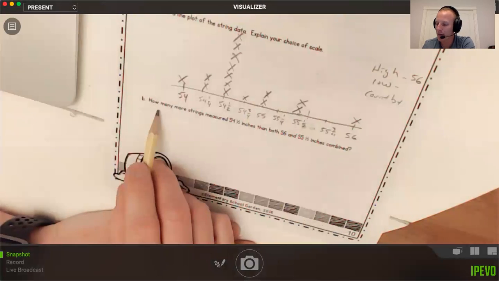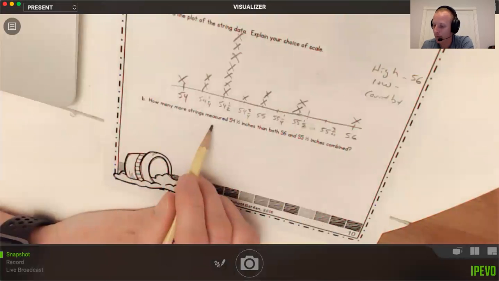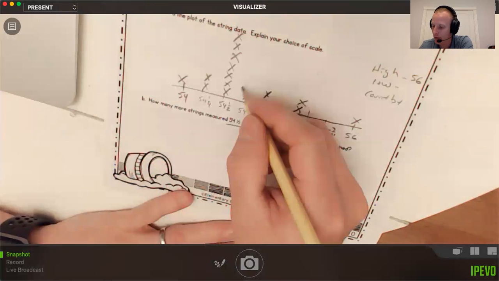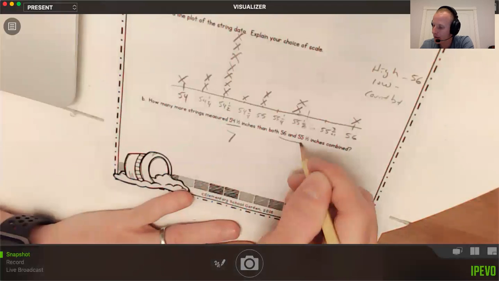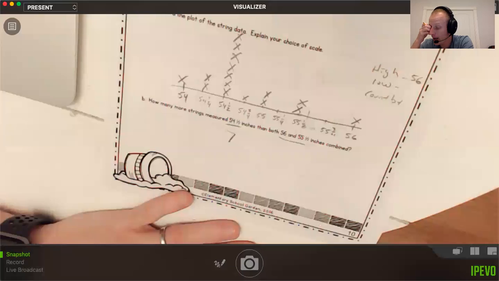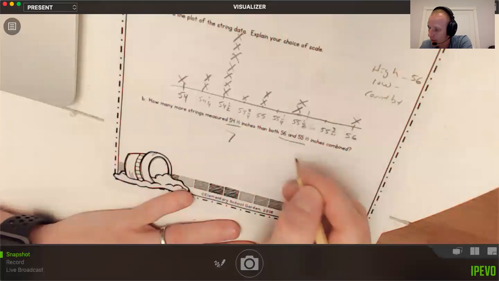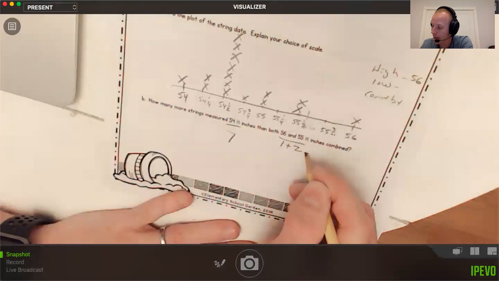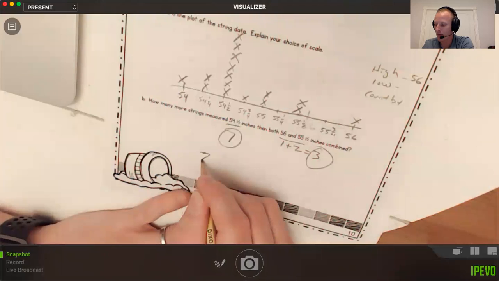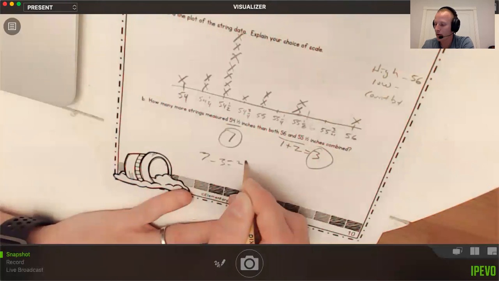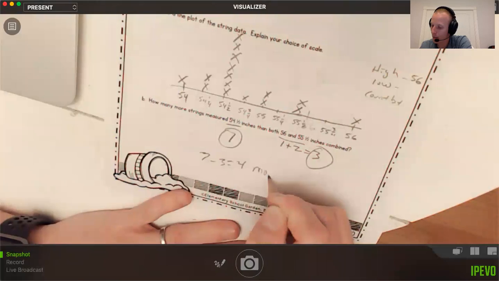And last, it says how many more strings measured 54.5 inches. So let's count: 1, 2, 4, 5, 6, 7, 7. Then both 56 and 55.5. So 56 was 1, and 55.5 was 2. Let's add those together and get 3. So we're comparing our 3 and our 7. Well, 7 minus 3 equals 4. So 4 more strings.